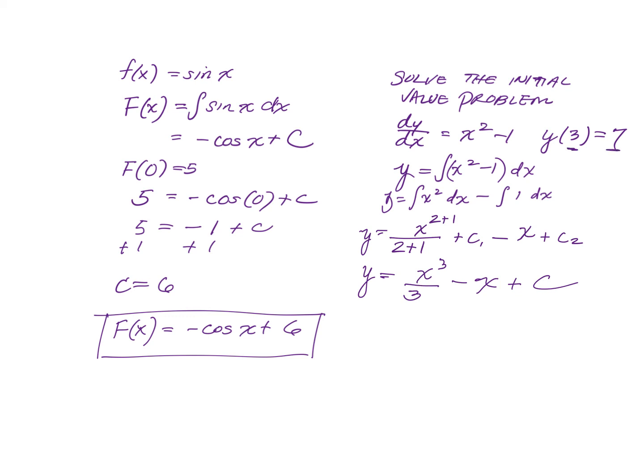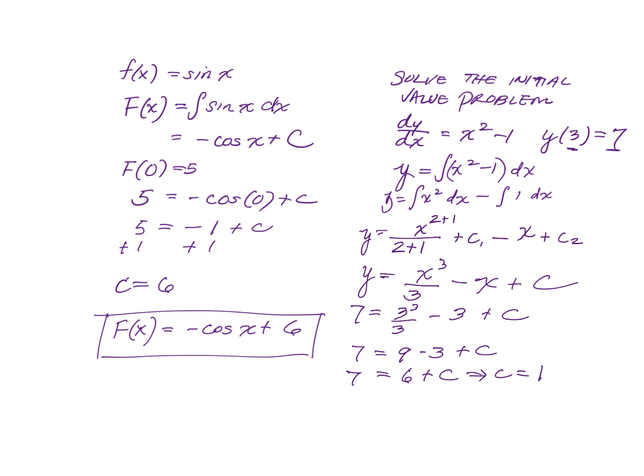So I can plug 3 in for x and 7 in for y. And so I get 3 cubed over 3 minus 3 plus c. So that gives me 7 equals, one of my 3's is going to cancel, so I'm going to just have a 3 squared in this first term. So that's going to be 9 minus 3 plus c. So now I have 7 equals 6 plus c, and therefore c equals 1.